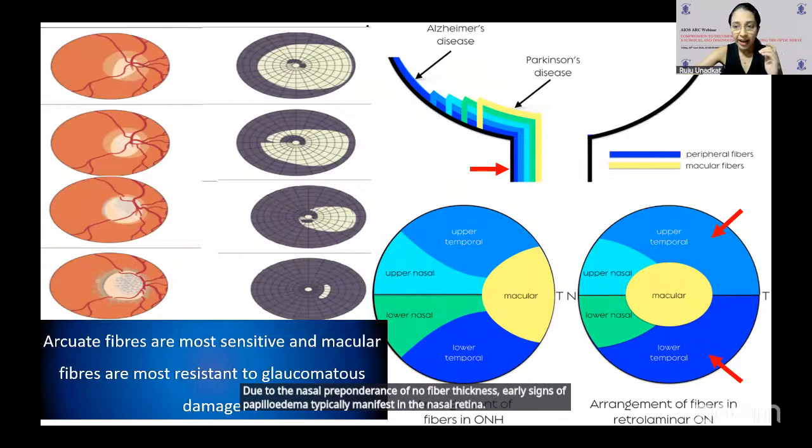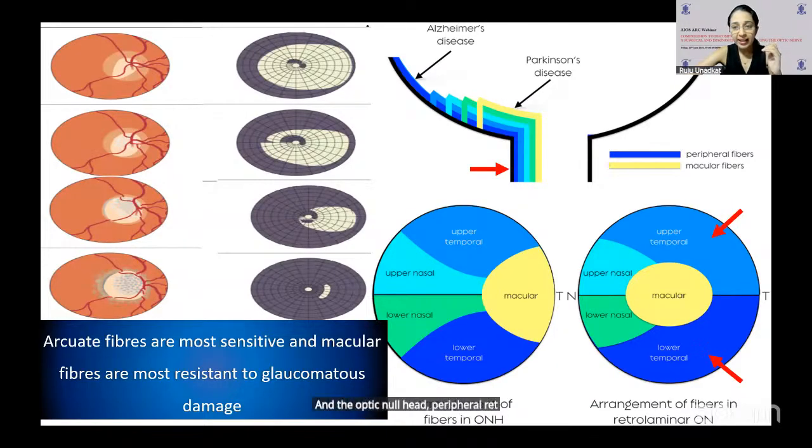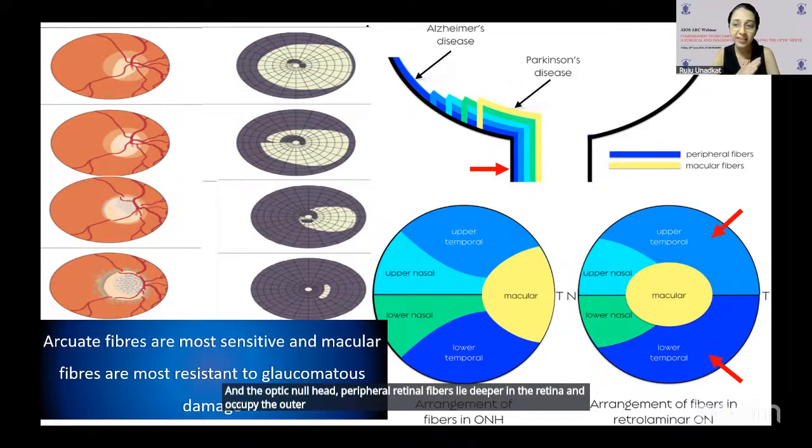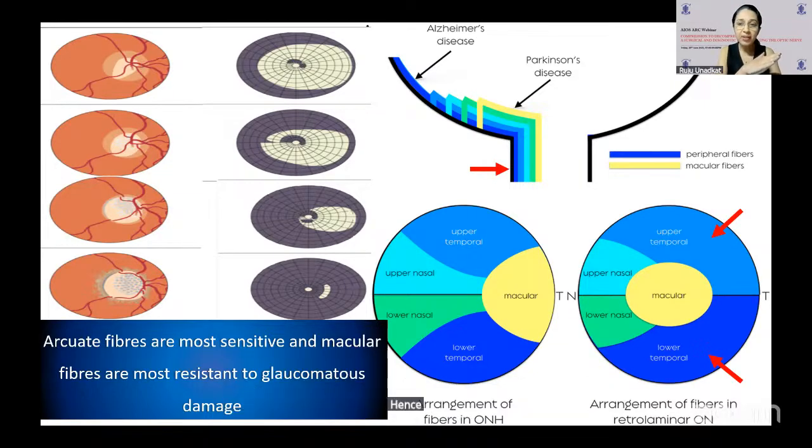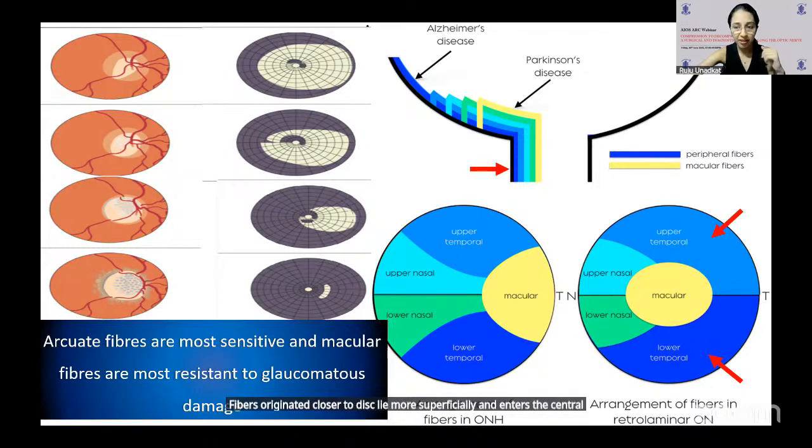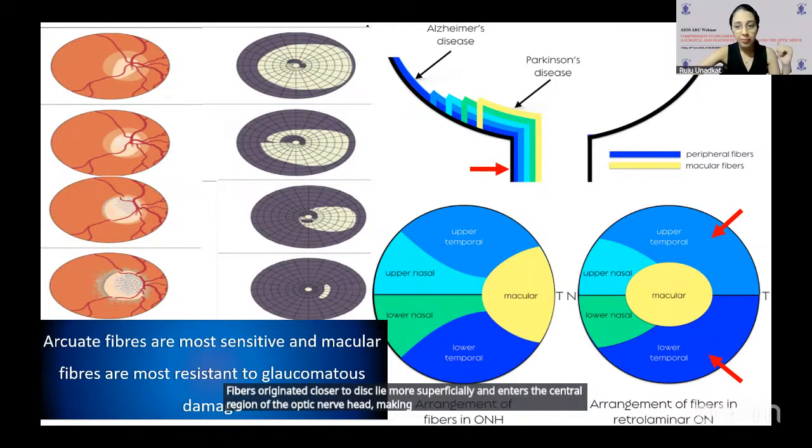At the optic nerve head, peripheral retinal fibers lie deeper in the retina and occupy the outermost part of the optic disc. Hence, arcuate fibers are most sensitive to glaucomatous damage. In contrast, fibers originating closer to the disc lie more superficially and enter the central region of the optic nerve head, making macular fibers most resistant to glaucomatous damage.